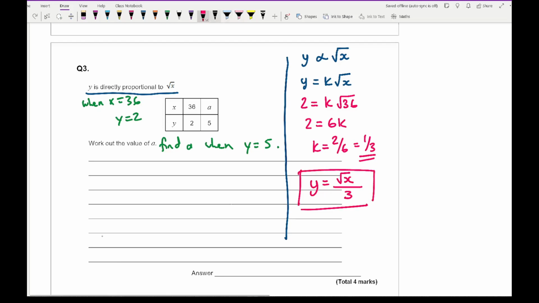Now from this, all I've then got to do is substitute y equals 5. So I've got 5 equals the root of x over 3. So 15 equals root x. So x equals 15 squared, which is 225.